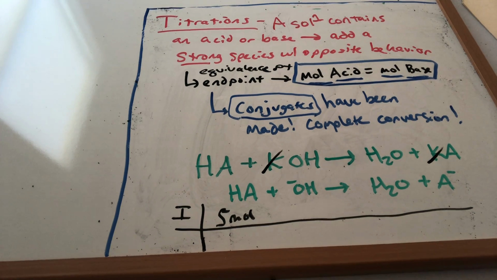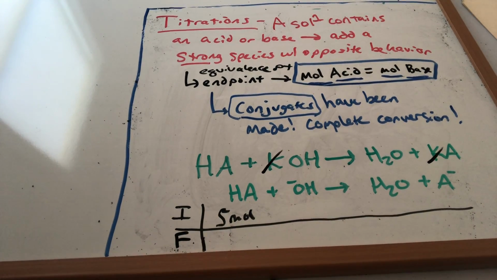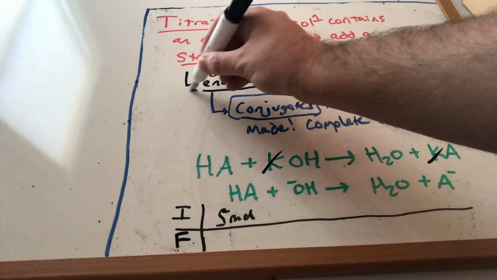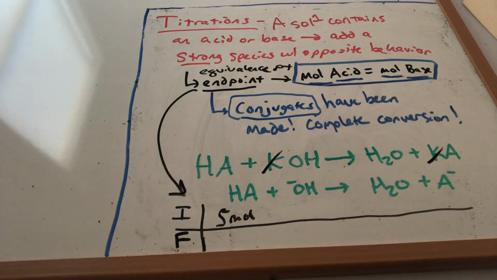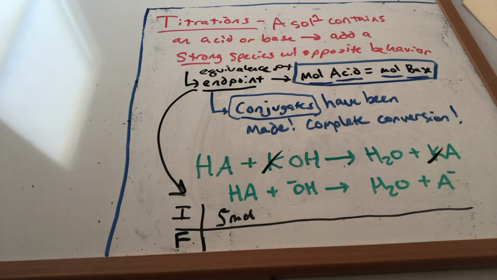To organize these ideas, we often use what's known as an ICF table. The way that I do these tables is you put moles in here, you put moles in here, and you use the stoichiometry, and you figure out what's happening. So for example, let's say that we're at the endpoint. We don't have to be, but for this example, just to show you how these work, let's say we're at the endpoint. Let's say we started off with 5 moles of HA to start.